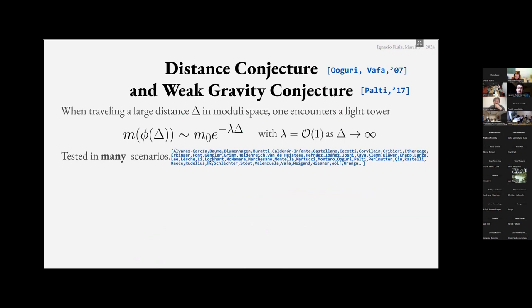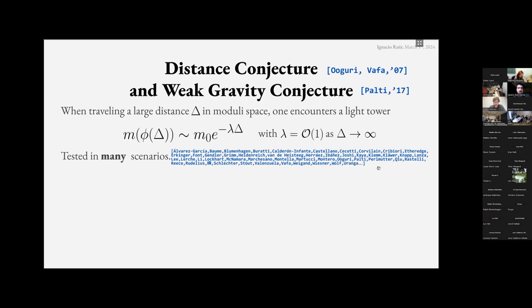So as we are dealing with infinite distance, what comes to our mind is the distance conjecture by Ooguri and Vafa that states that every time we are traveling such a long distance in moduli space, we will encounter a tower of an infinite number of states that are becoming light exponentially with this distance that we're traveling. This has been tested in many papers, in many scenarios by many people. I try to put all of them here, but I'm sure that I missed somebody.